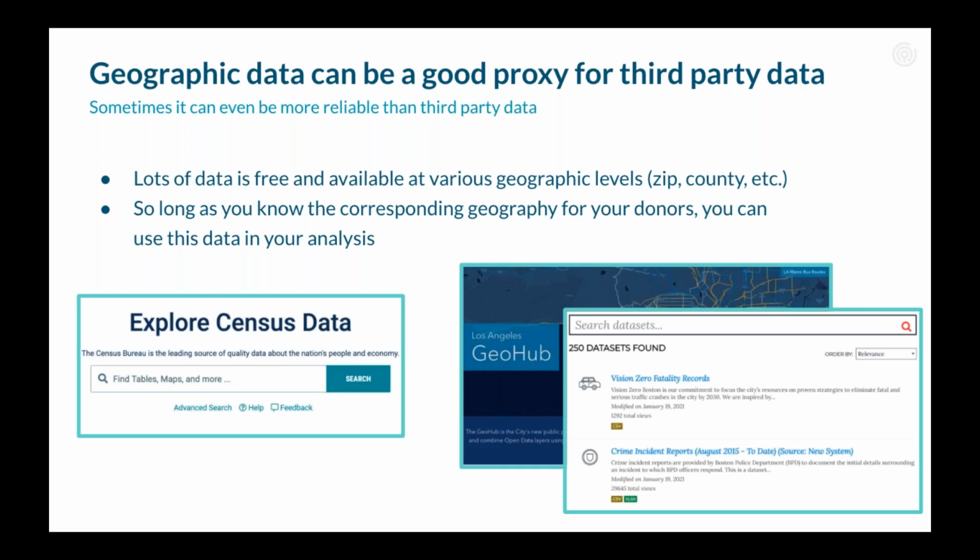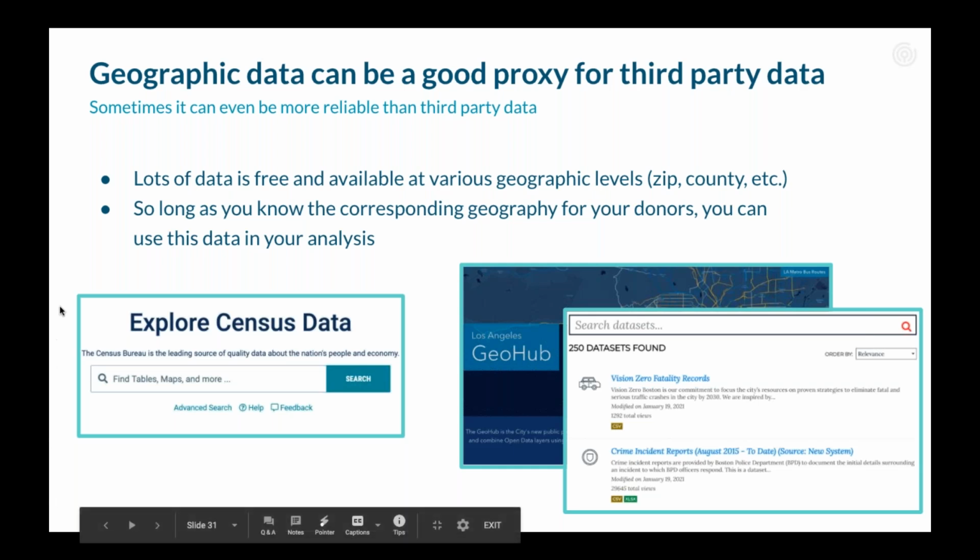Geographic data can be very helpful if you don't have third-party data available, like I said, but you may even consider using it when you do have third-party data available. For example, you may have third-party data that has an educational attainment flag that you've mapped back to your donors, but you have reason to believe that it might not be the most reliable flag. One option could be to instead look at the percent of individuals in a census tract that have a bachelor's degree or an advanced degree and use that as a proxy for educational attainment.